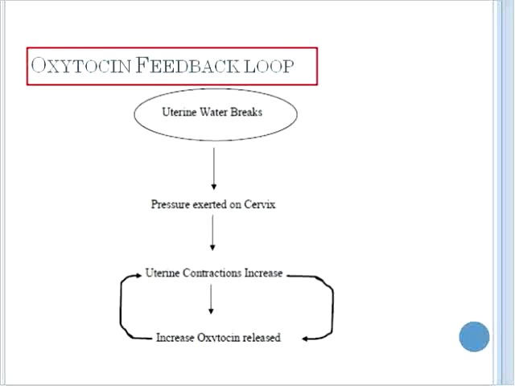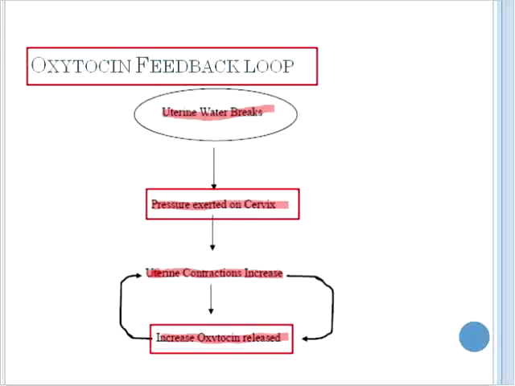When the female's water breaks, this causes pressure to be exerted on the cervix. When the pressure is exerted on the cervix, this triggers the release of oxytocin, which causes the uterus to contract, which causes more pressure on the cervix, which then causes the release of additional oxytocin, which causes additional uterine contractions.